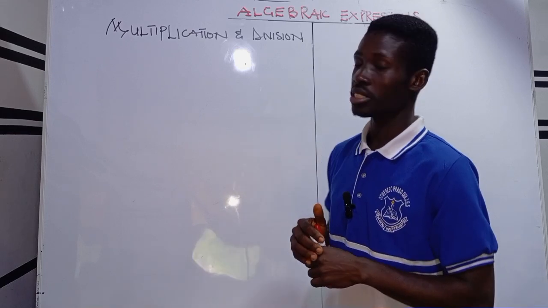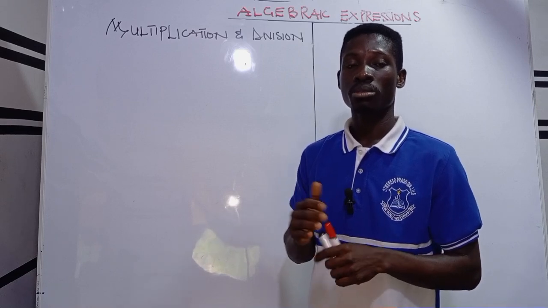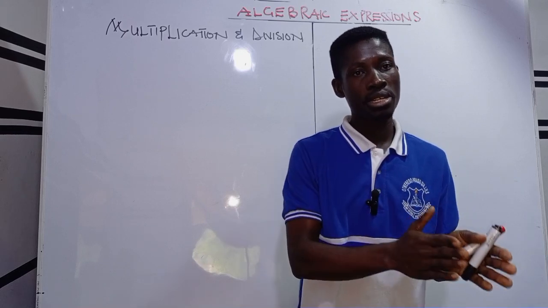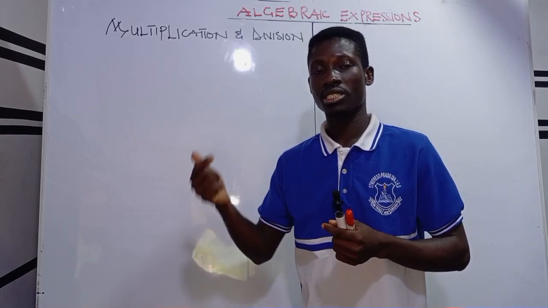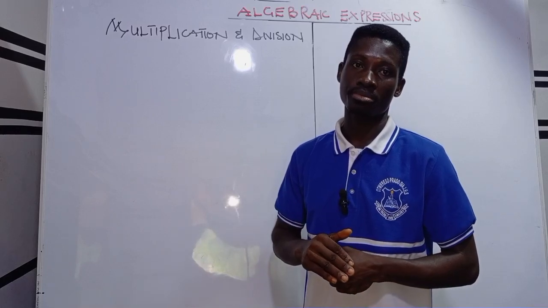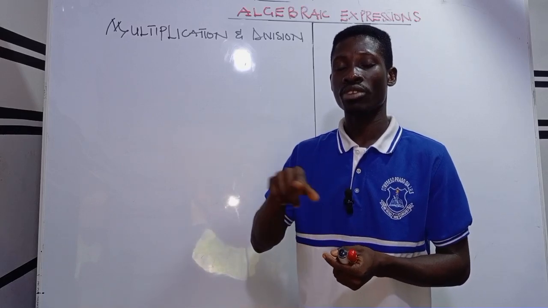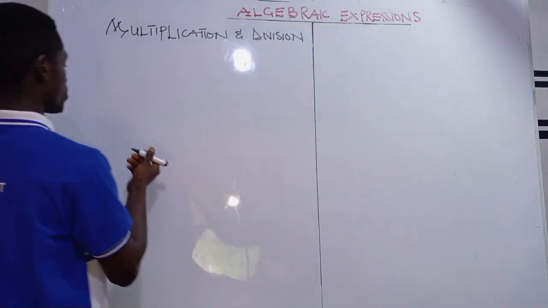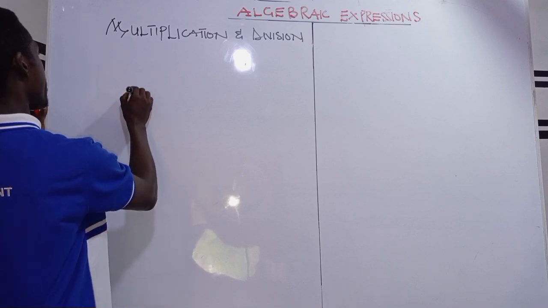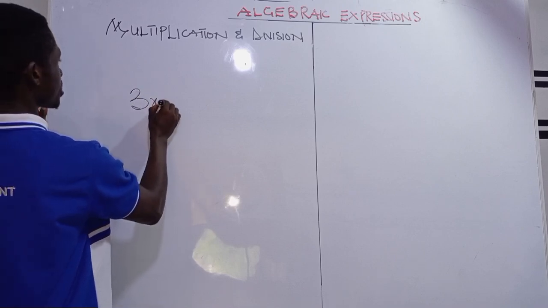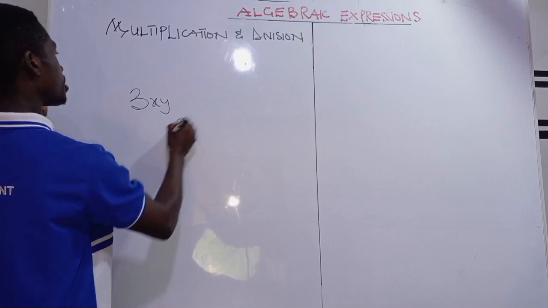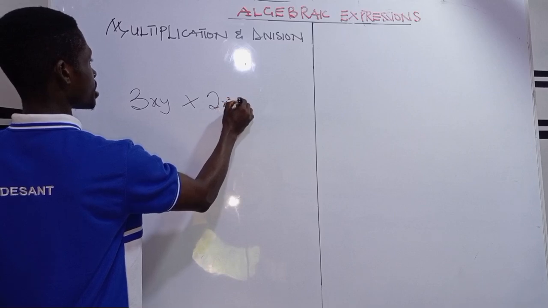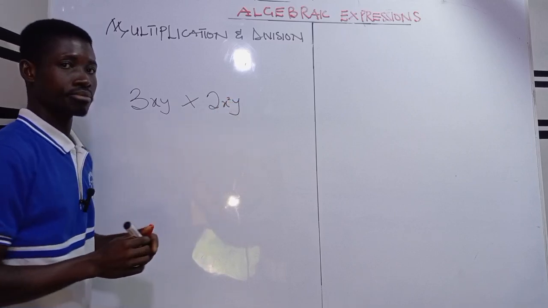Now, multiplication and division of algebraic expression. When multiplying algebraic expression, it is much easier to group the numbers to one side and then the same letters on the other side. And then we apply our basic rules of indices. So let's take it that you have 3xy multiplying, let's say, 2x squared y.